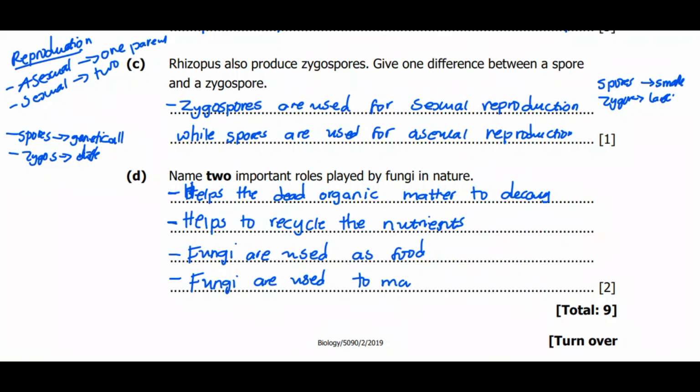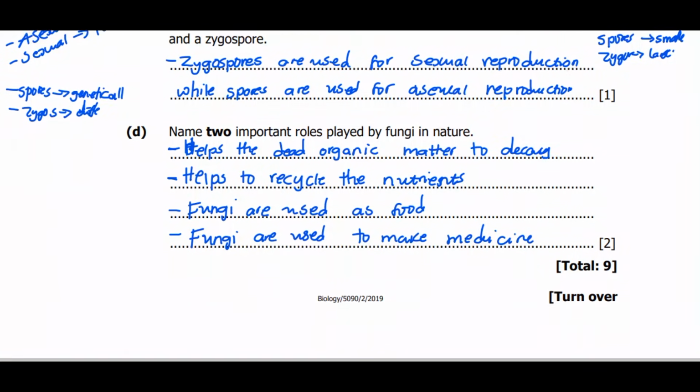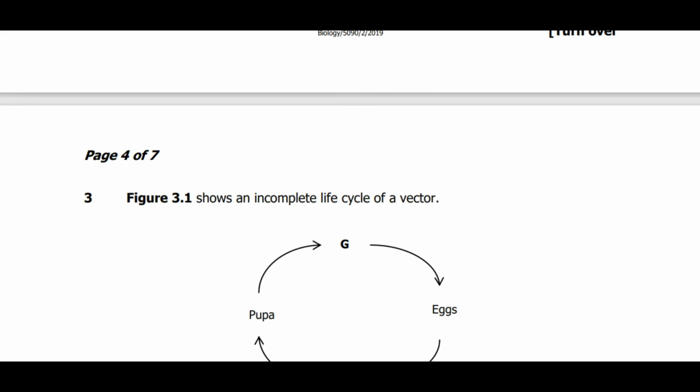So in order to treat fungal infections, we need to use medicine that was made using fungi. So these are the importances or the roles played by fungi in nature. Not only are there so many, but these are the 4 we can look at for now.